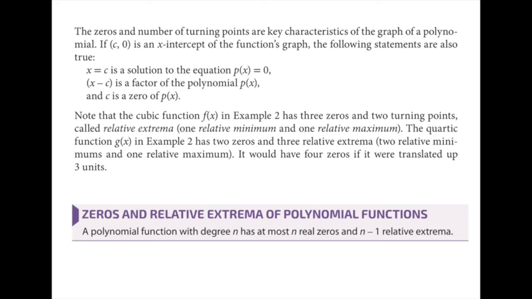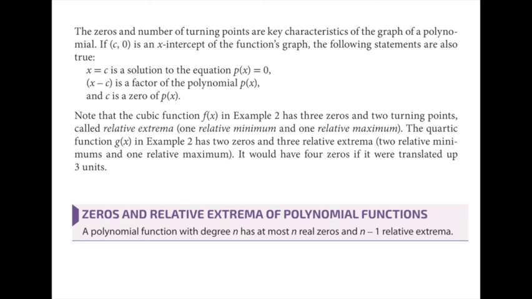All right, you'll notice like quadratics, that's what you're used to, parabolas. The turning point of a parabola is either the maximum or the minimum, depending on which way that turn is, right? The quartic, or the function to the 4th degree, in example 2, had 2 zeros and 3 relatives, 2 relative minimums and 1 relative max.